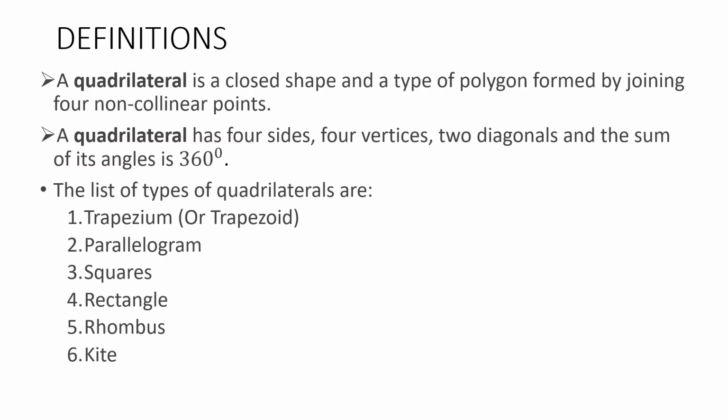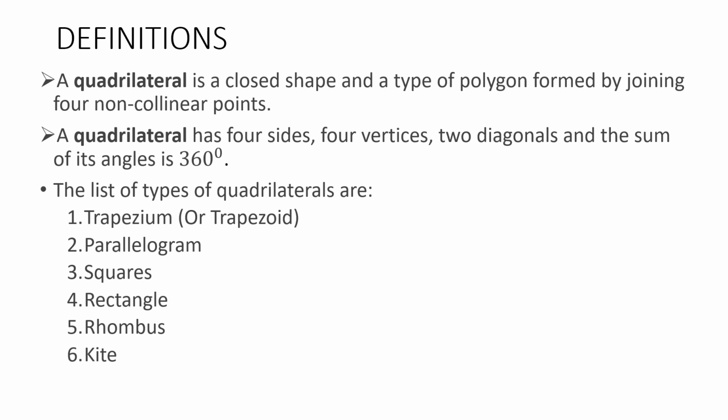Some definitions. A quadrilateral is a closed shape and a type of polygon formed by joining four non-collinear points. If there are four non-collinear points, you join them, you get a quadrilateral. So a quadrilateral has four sides, four vertices, two diagonals, and remember the sum of its angles is always 360 degree.